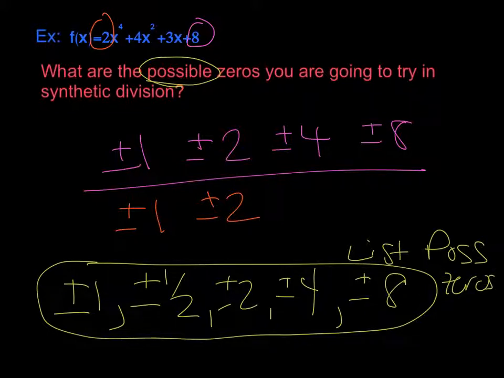So that basically means when I go and do synthetic division, those are the only rational numbers I try. That does not include any imaginaries, and it does not include things like radicals.